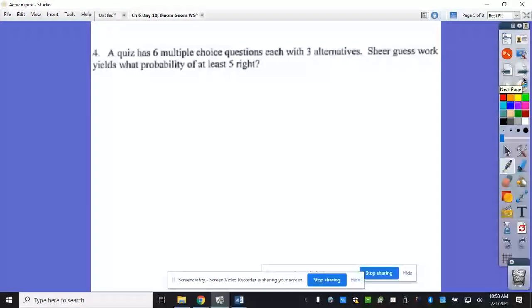All right, a quiz has 6 multiple choice questions with 3 alternatives. What does the 3 alternatives part mean? A, B, C. So what's your probability of getting 1 right? 1 out of 3. Sheer guess yields what probability of getting at least 5 right? There are 6 of them. Binomial or geometric?